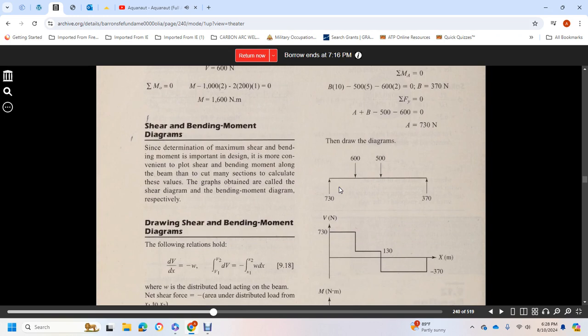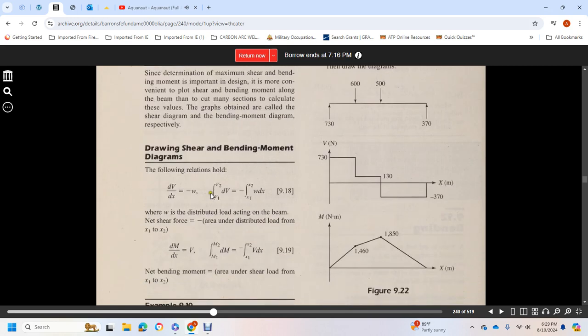Alright, shear and bending moment diagrams. Since the determination of maximum shear and bending moment is important to design, it is more convenient to plot the shear and bending moment along the beam by cutting many sections and calculating these values. The graphs obtained are called the shear diagram and the bending moment diagram respectively.